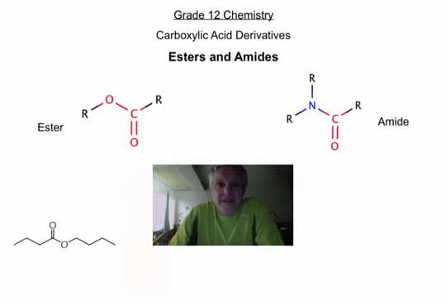In this last video dealing with the functional groups in organic chemistry, I'm going to talk about the esters and amides. These are often referred to as carboxylic acid derivatives because they evolve from a reaction between a carboxylic acid and something else. So we're going to talk about that a little bit.